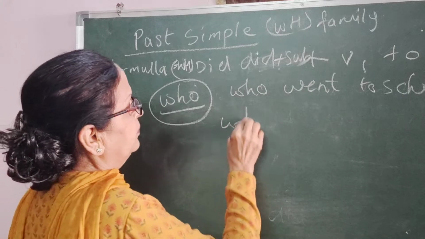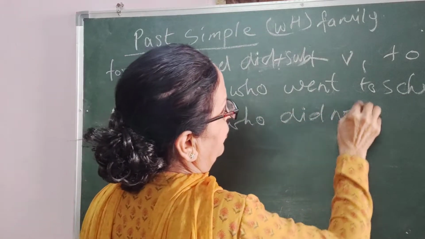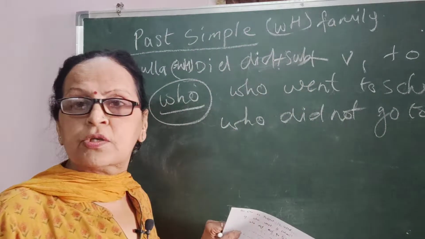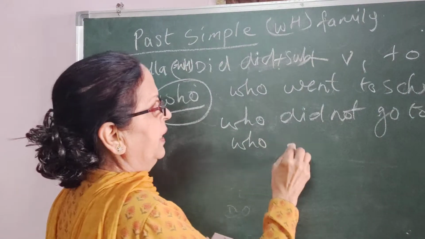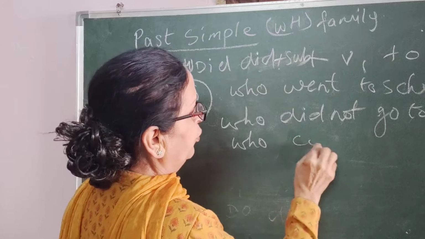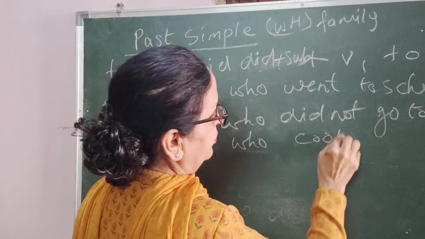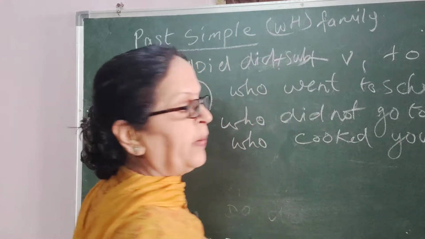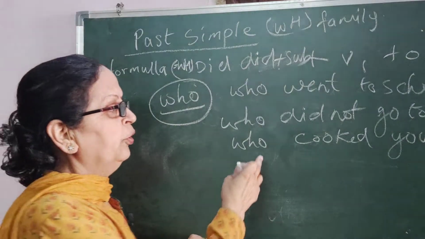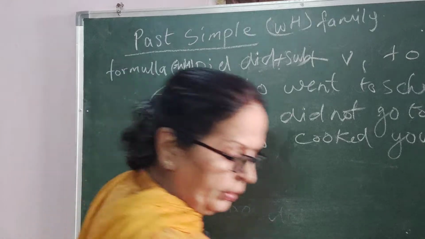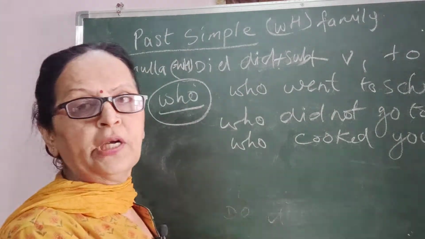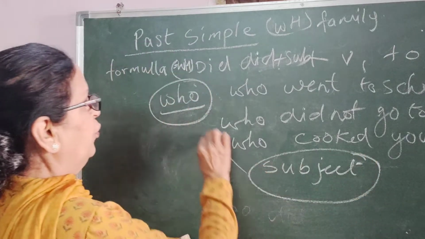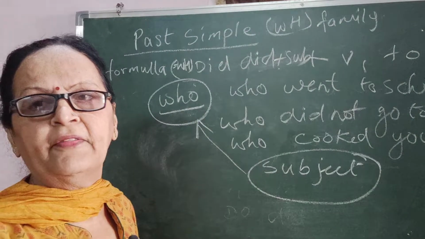Who did not go to school? Negative. Who is cooking the food? Who is cooking, I don't know. Who cooked your food? This is past. Who did not cook your food? Who did cook your food? So these sentences starting with who will not have subject. The WH family, if you put up a question with who, you are not going to have a subject.